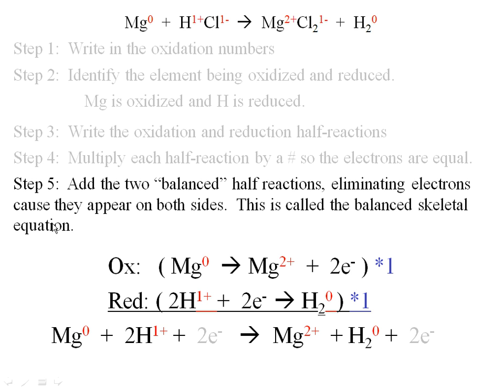And our electrons, they're written in gray, but they actually cancel out. And there's our balanced skeletal equation. You'll see that chlorine does not appear because it is a spectator ion. Its oxidation number did not change in this reaction. So that's all there is to balancing reactions.